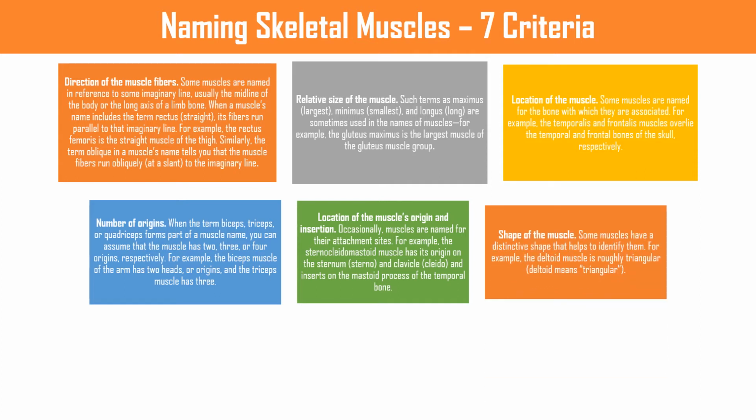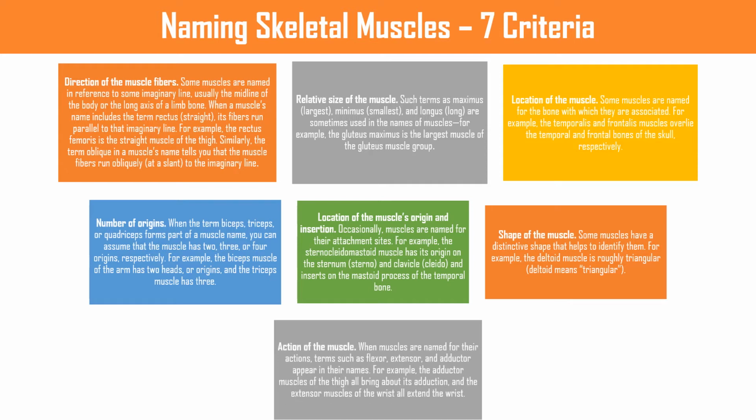Then we have shape of the muscle. Some muscles have a distinct shape that helps to identify them. For example, the deltoid muscle is roughly triangular. Deltoid means triangular. The last one is action of the muscle. When muscles are named for their action, terms such as flexor, extensor, abductor appear in their name. For example, the adductor muscles of the thigh bring about its adduction, and the extensor muscles of the wrist all extend the wrist.